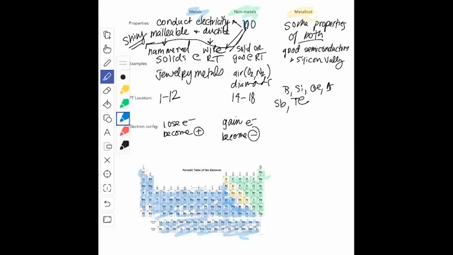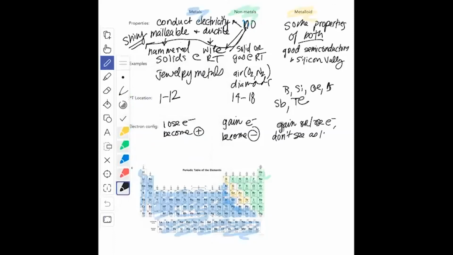Metalloids can either gain or lose electrons, which is part of why they have properties of both, but we generally do not see them form free ions.